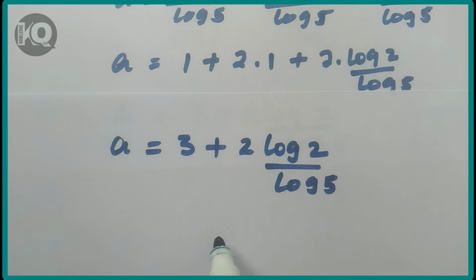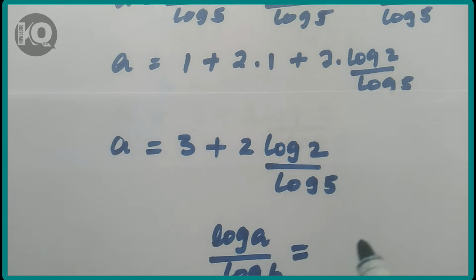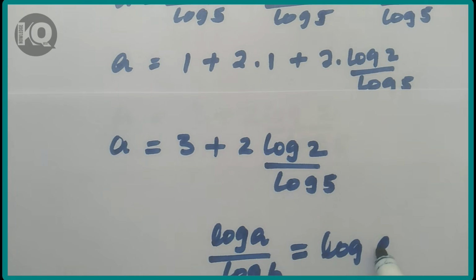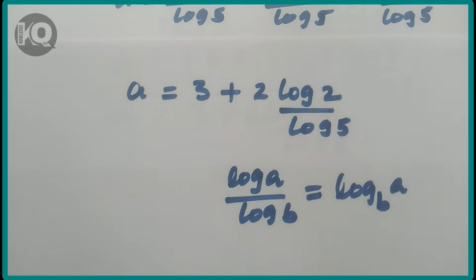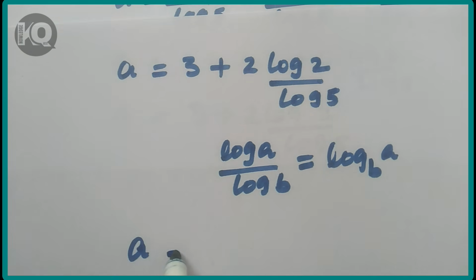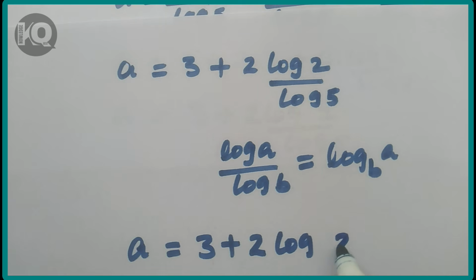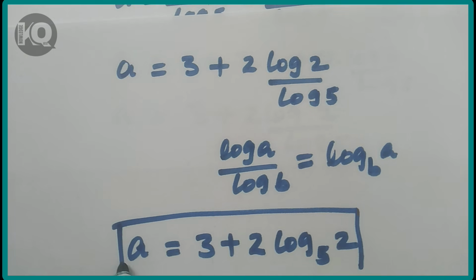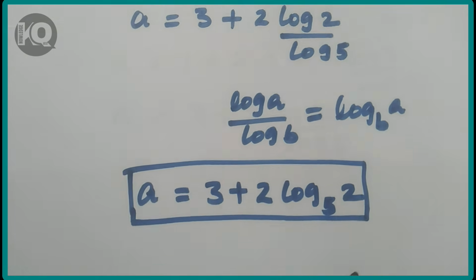So from the rule, log of a divided by log of b is equal to log of a to the base b. So applying this rule to this term, a will be 3 plus 2 times log of 2 to the base 5, which is the final value of a that satisfies the given equation.